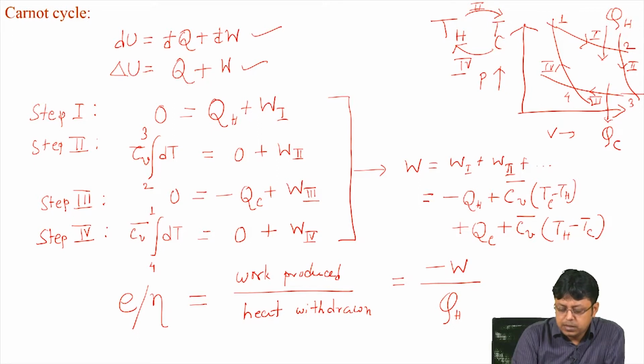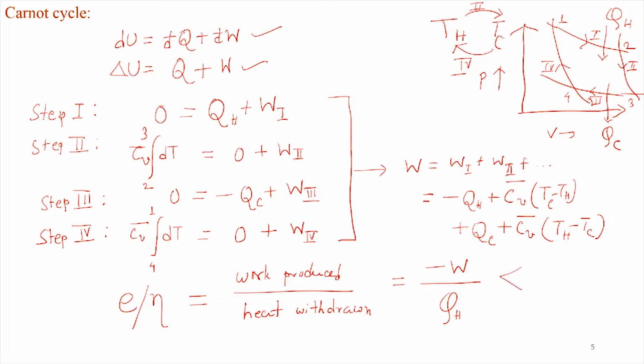first step. So, according to the second law, this efficiency cannot be equal to 1, because if it is equal to 1, then the magnitude of QH will be equivalent to the magnitude of W, which is not possible. Complete conversion of heat into work is not possible. So, this efficiency should always be less than 1.